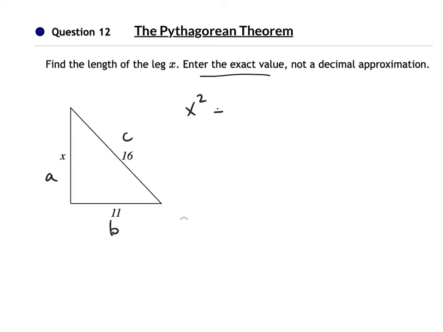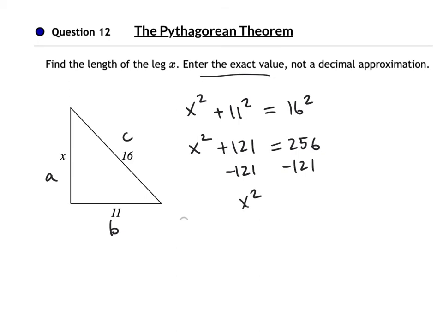X squared plus 11 squared equals 16 squared. That's x squared plus 121 is 256. Subtract 121 from each side. X squared equals 135. Now I'm looking for the largest perfect square in 135.